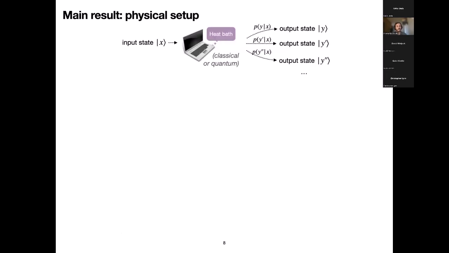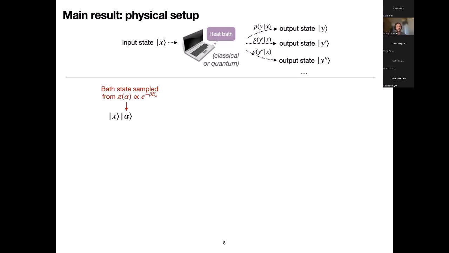So the setup, I think, will be quite familiar to many of you. We have some input state X. So we can think of this as, for example, a vector from a basis of logical states. It gets fed into a computer, which can be classical or quantum, which is coupled to a heat bath, and it spits out output states, which let's say are also vectors in this logical state basis, with some probability distribution P(y|x), okay? Or a little bit more formally, we start with a separable pure state.